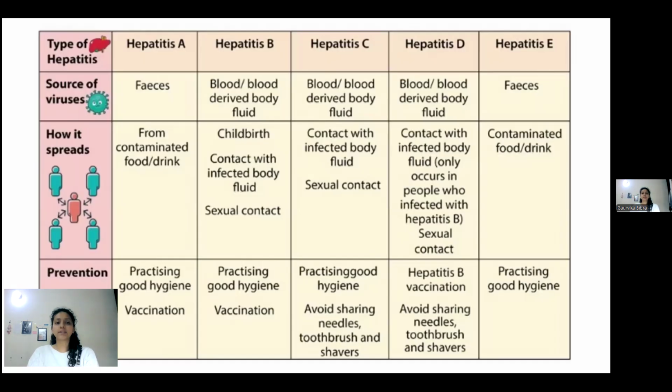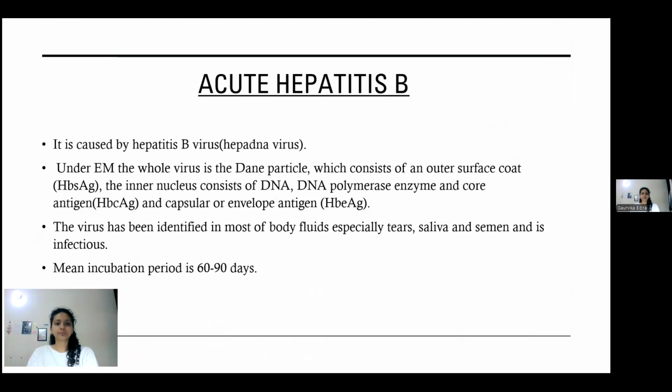The types of hepatitis: hepatitis A and E, main source of viruses is fecal, whereas B, C, and D are blood-derived body fluid. Hepatitis A and E spread from contaminated food or drinks, whereas hepatitis B spreads by childbirth, contact with infected body fluid, or sexual contact. Hepatitis C, contact with infected body fluid and sexual contact. Hepatitis D, contact with infected body fluid and sexual contact, only occurs in people who are infected with hepatitis B. It is also known as superinfection.